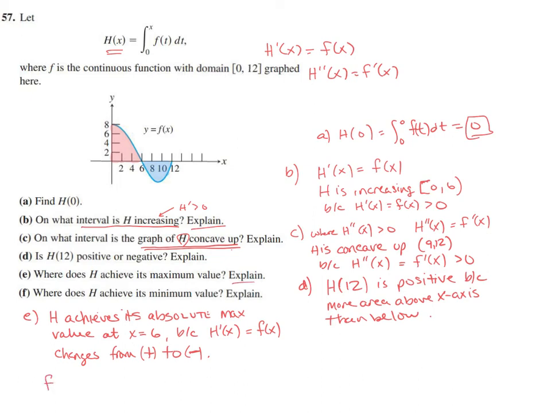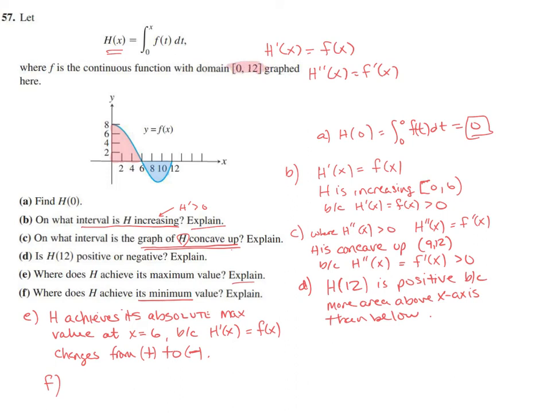Let's do one final question. Where does h achieve its minimum value? Of course, h will achieve a minimum, whether it's the max or not, when h prime, which equals f of x, changes from negative to positive. Well, when you look at this graph, it never changes from negative to positive. So what does that mean we do? Well, you need to look back at the very beginning of the problem.